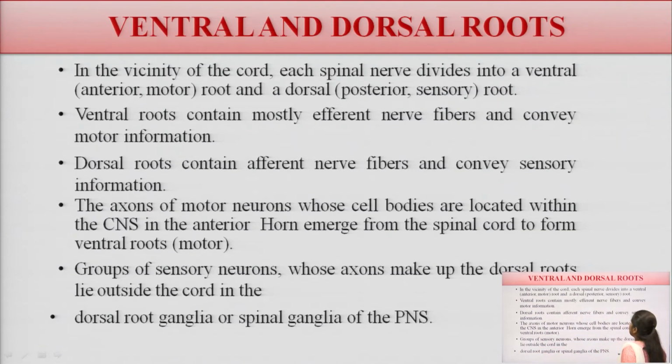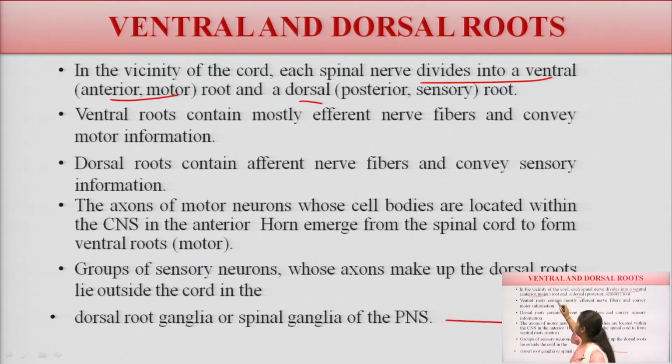So there is a ventral and the dorsal roots. They are the ventral and the dorsal roots. So in the vicinity of the cord, the spinal nerves divide into the ventral and the dorsal part. The ventral is divided into the anterior and the motor part, the motor root, and the dorsal is the posterior and the sensory root.